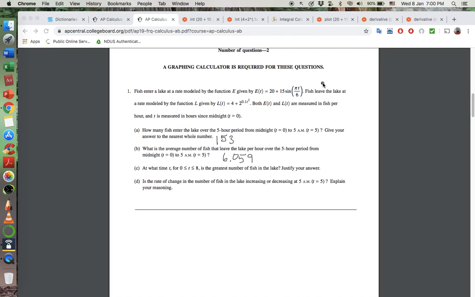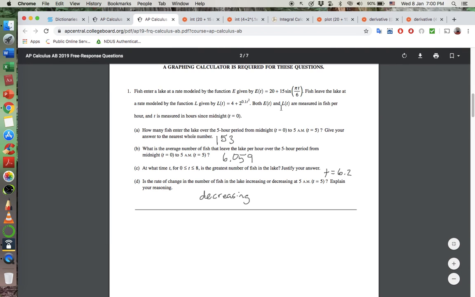The greatest number of fish in the lake is somewhere around t equals 6.2. And is the rate of change in the number of fish increasing or decreasing? At 5 a.m. it is decreasing. And so there, in just about 10 minutes, we did what would have been 2-3 hours worth of work using technology.